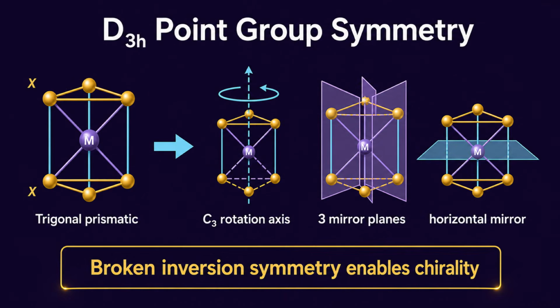The D3h point group contains several important symmetry elements. From the trigonal prismatic structure, we get a threefold rotation axis C3, three vertical mirror planes, and a horizontal mirror plane. Crucially, inversion symmetry is broken in these monolayers, which is the key requirement for non-zero phonon angular momentum.